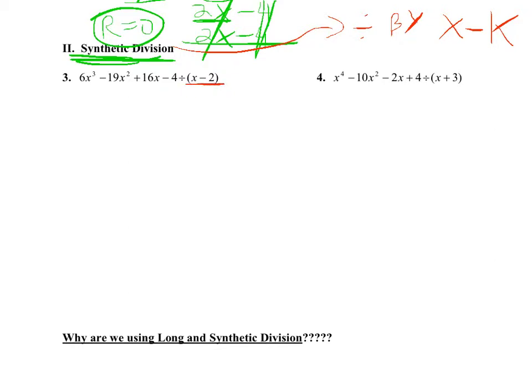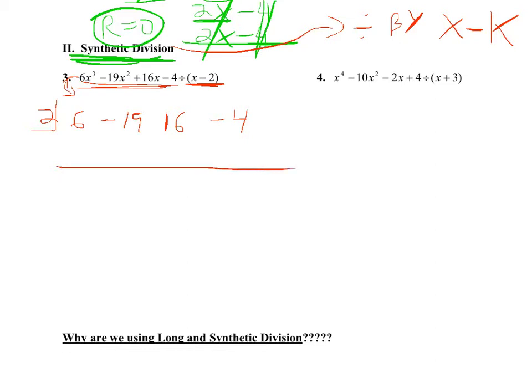Now, I said the main concepts here are zeros and factors. This x minus 2, let's say it's a factor. If it's a factor, that means it's going to go into this evenly. You're going to get a remainder of 0. So if that's a factor, then the corresponding zero for it is 2. That 2, I put in the top left-hand part. And then after it, I put all the coefficients for this 6x cubed all the way down. So I put 6, negative 19, 16, negative 4. Let's leave a little space and we'll draw a line.